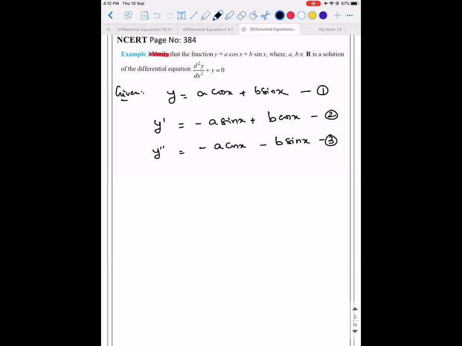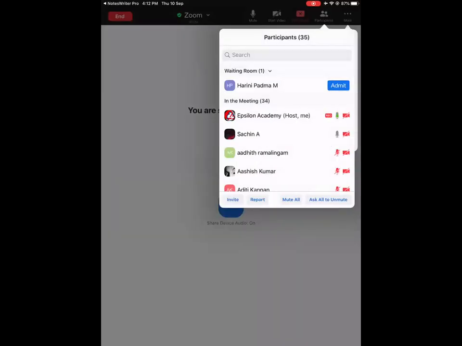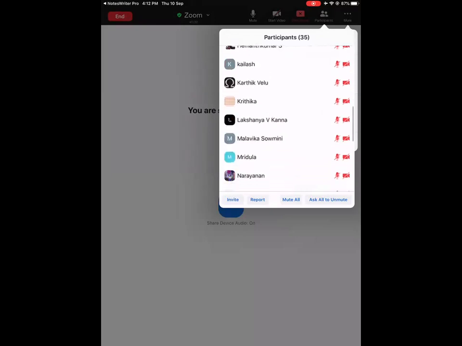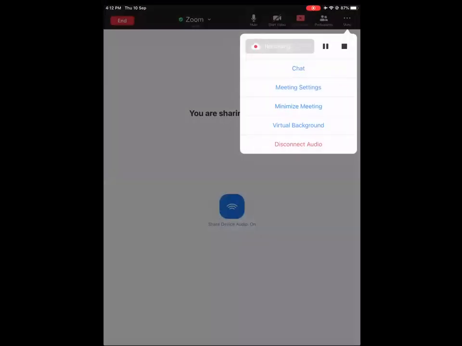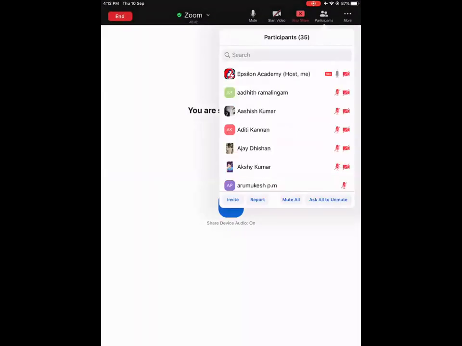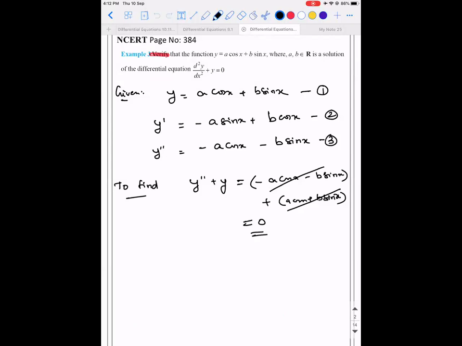So to find y double dash plus y, what is y double dash plus y? Minus a cos x minus b sin x plus a cos x plus b sin x will be equal to 0. Hence it is satisfying the equation. So y double dash plus y is equal to 0 is satisfied. Clear? Yes, sir.